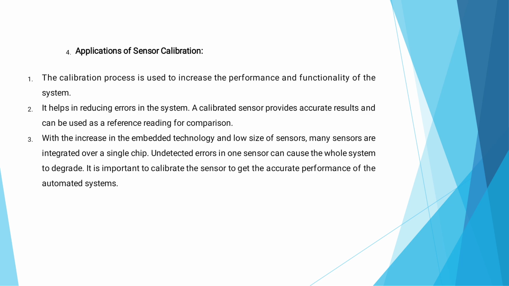And finally, it is the applications of sensor calibration. So in modern engineering, miniature chips integrate numerous sensors placed together. So if an error in just one sensor gets undetected, it can degrade the performance of the entire multiple sensor system. Therefore, rigorous calibration is essential to keep the automated and biomedical systems operating with the precision and accuracy we depend on. Thank you.